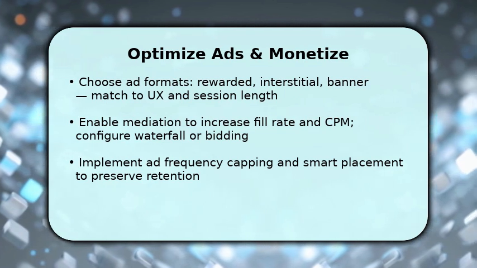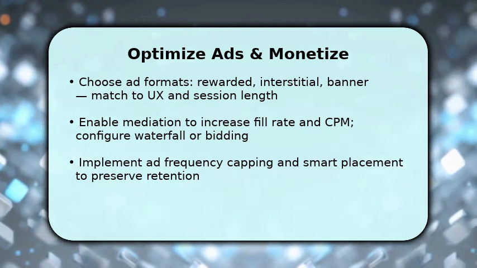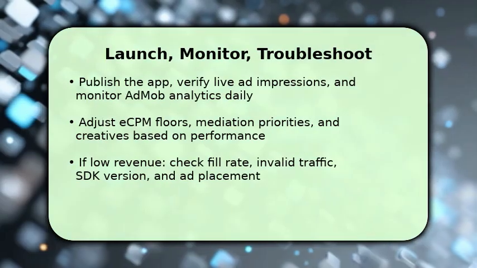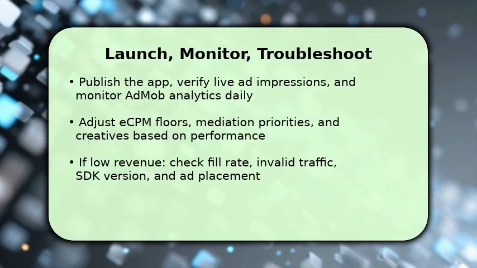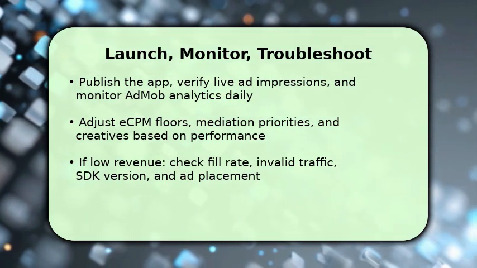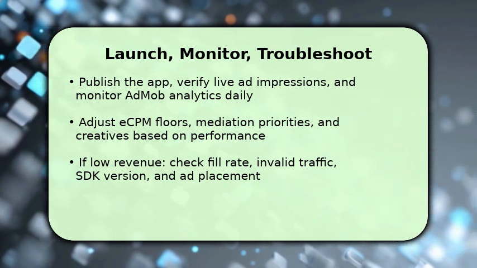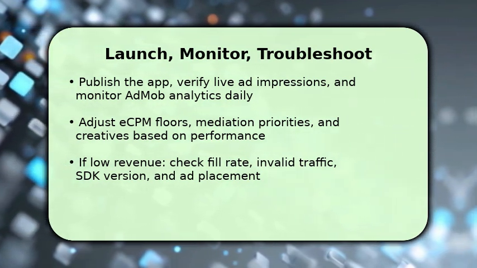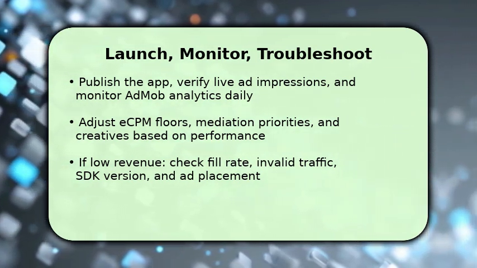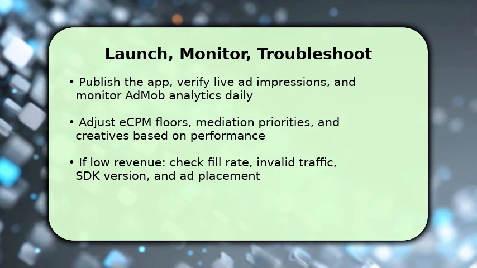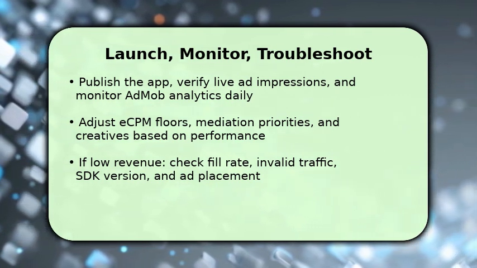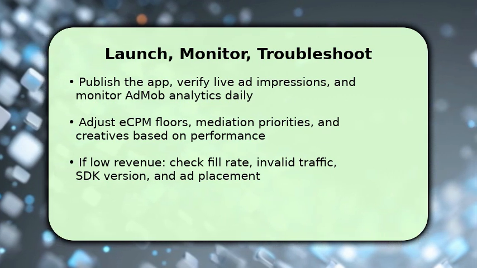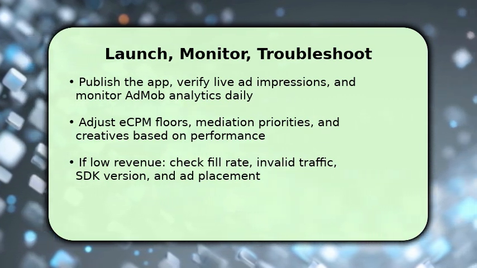Finally, publish and actively monitor performance metrics: revenue, eCPM, fill rate, and retention. Once live, analyze reports and tweak mediation priorities and eCPM floors to maximize yield. If revenue drops, investigate invalid traffic, SDK mismatches, or policy warnings and update the SDK immediately. Make sure to iterate creatives and placements weekly.